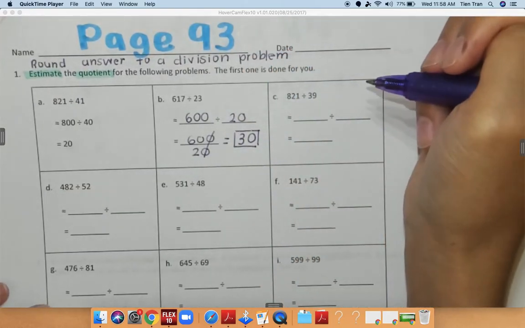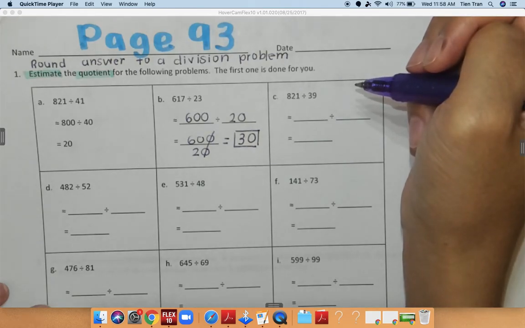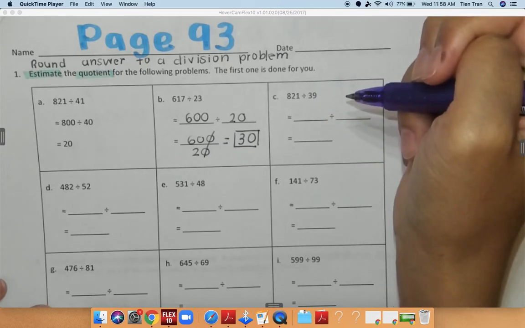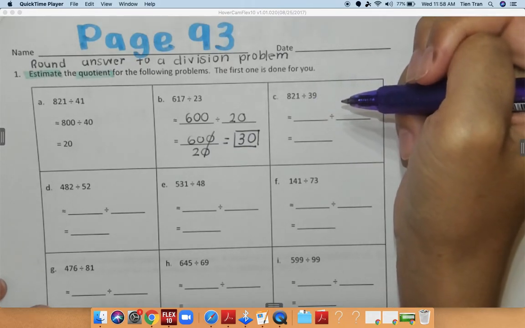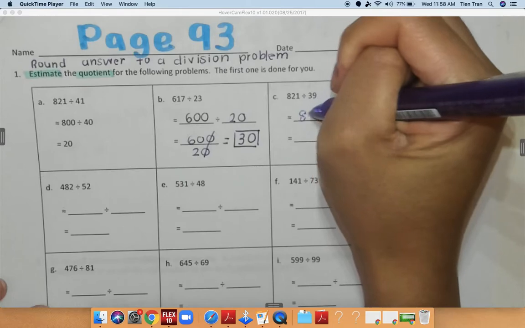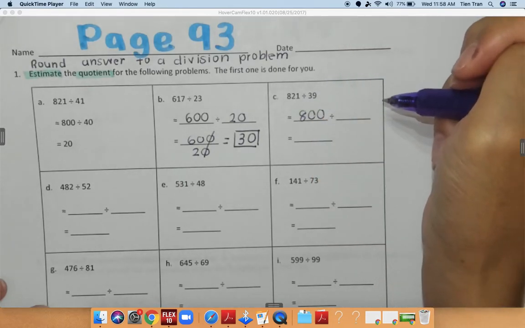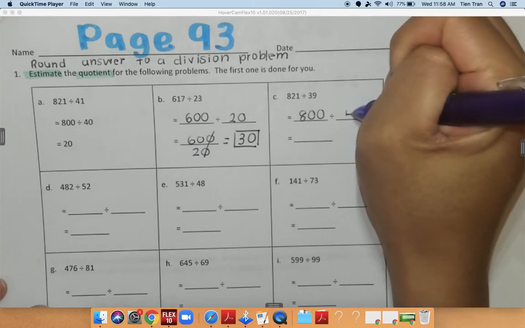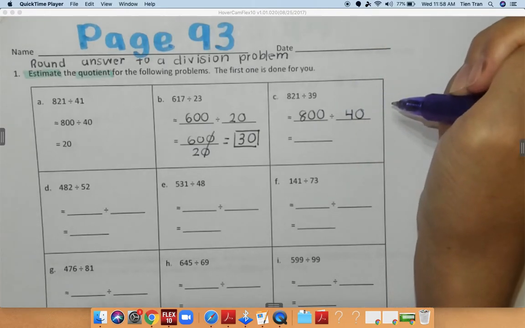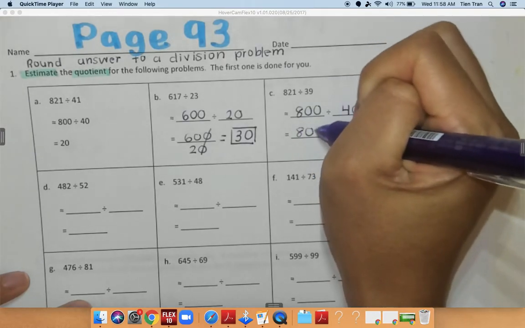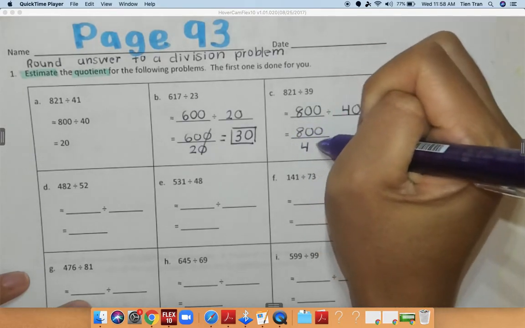For the next problem, I have 821 divided by 39. Same thing. I know that 821 is closer to 800 than it is to 900. So I'm rounding down 800. 39 is closer to 40 than it is closer to 30. So I'm rounding up to 40. Now I'm going to make sure I divide. I have 800 divided by 40.